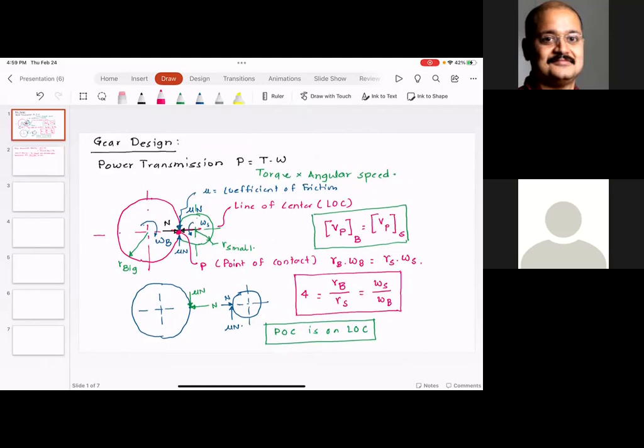Now, let me ask you this question, and let's start with, say, you have maybe a belt drive, okay? Why don't we use belt drive in bikes? What type of power transmission do we use in bikes? Chain. So now my question to you is, why not use belt drive in bikes?